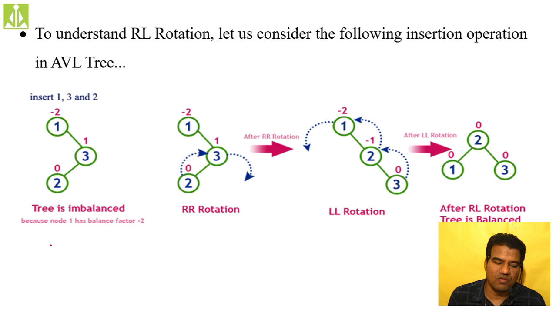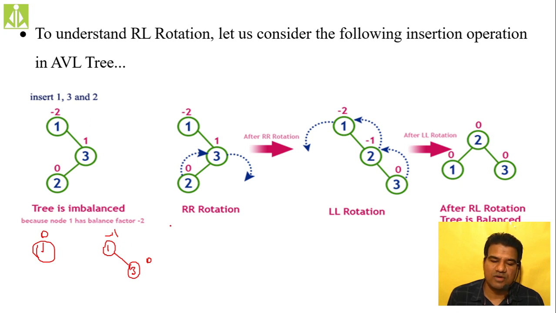First insert 1, and the balance factor is 0 because no left, no right. Then insert 3. Compare the 3 with 1, it is greater. So insert the 3 as right child, because right is empty, null over here. Again the balance factor here is 0, here minus 1.